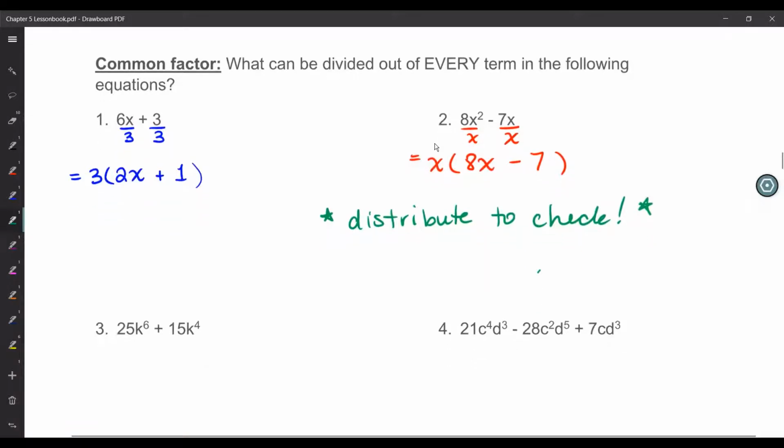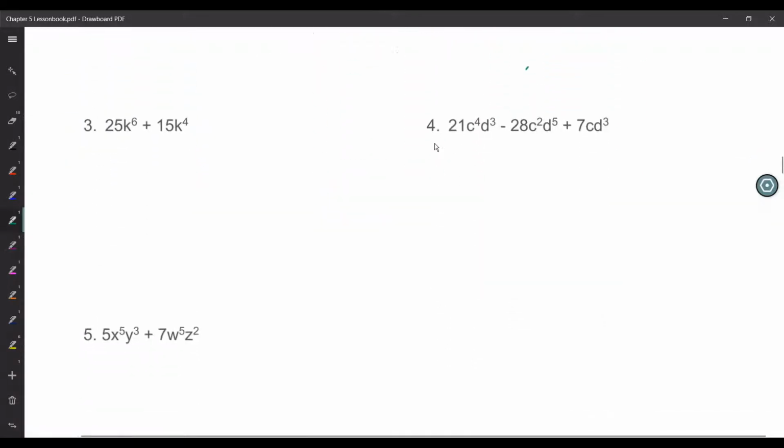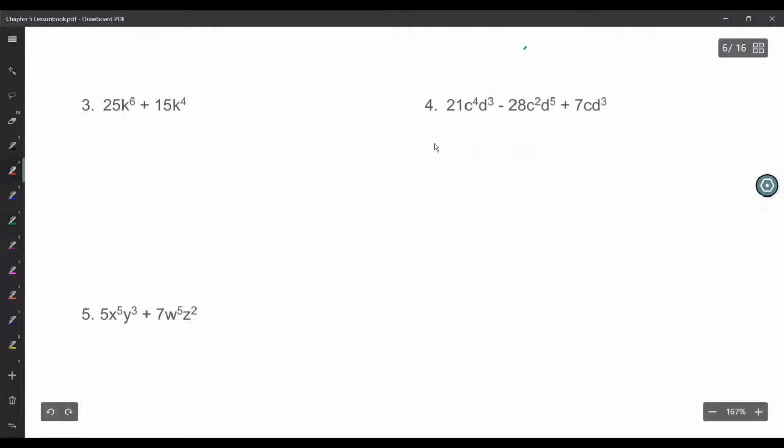Okay, let's try a few more. First things first, in number three, we're going to look at the coefficient part. What's the greatest common factor between 25 and 15? Clayton? Five, perfect. So I'm going to put that out front.